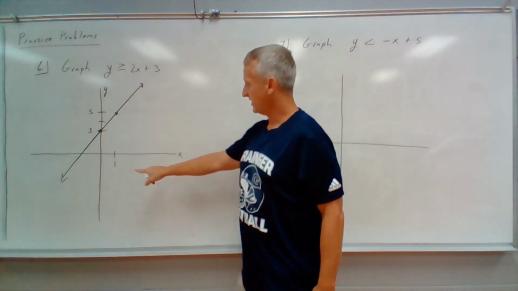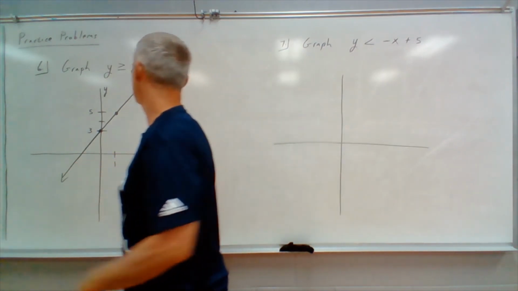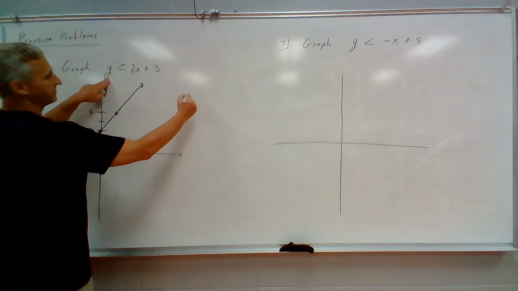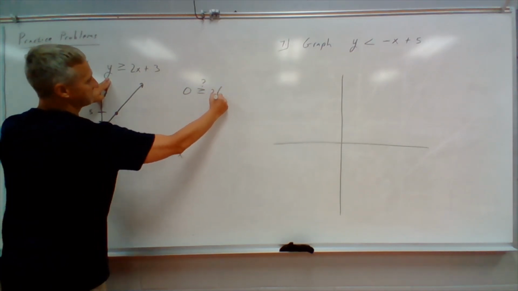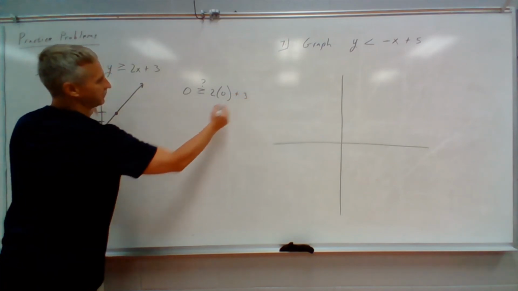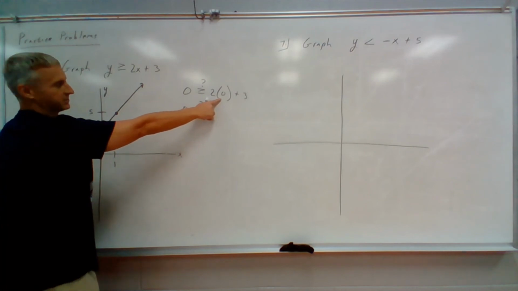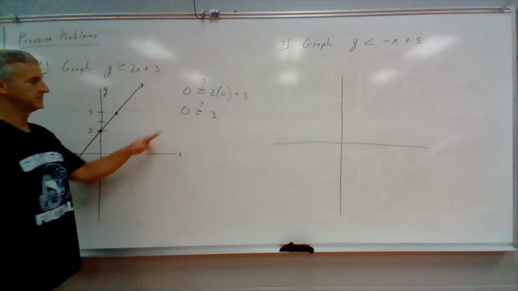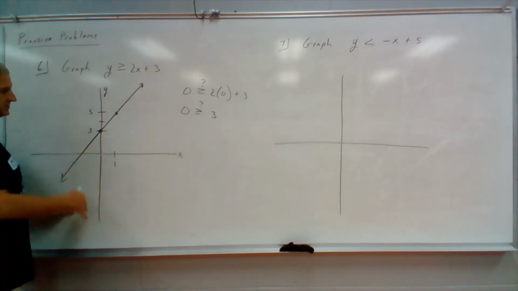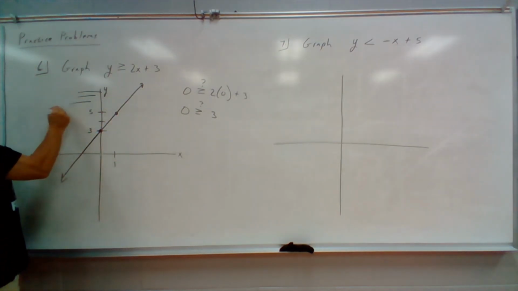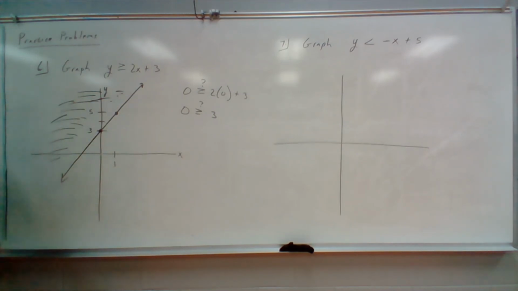So let's pick a really easy point. Let's use (0, 0), and see if (0, 0) is a solution or not. Okay, so if I plug 0 in for y, and I plug 0 in for x, is 0 really greater than or equal to 2 times 0 plus 3? It's 3. So is 0 greater than 3? It's not. So this side doesn't have the solutions, which means this side of the line has to contain all the solutions to that inequality.